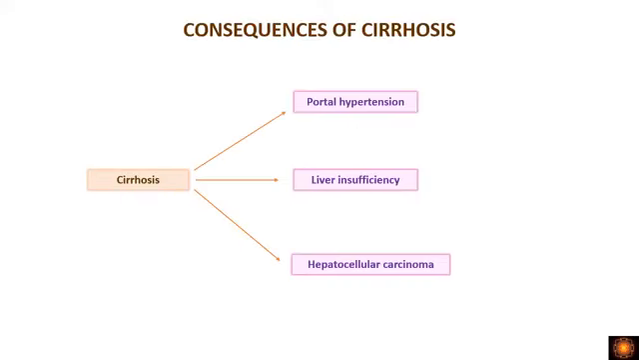Now, what are the consequences of the cirrhosis? We have three important consequences. We have portal hypertension, then liver insufficiency, and this also can lead to hepatocellular carcinoma. So we'll see what happens when the person has portal hypertension and liver insufficiency.